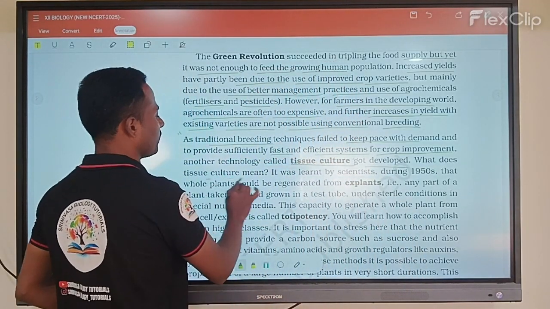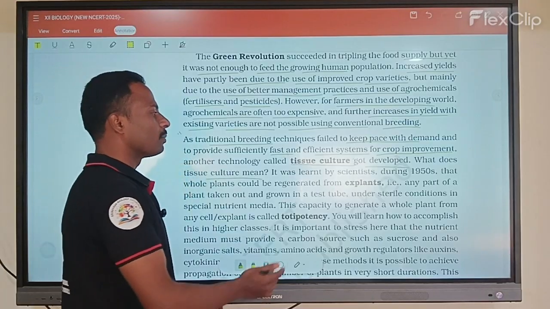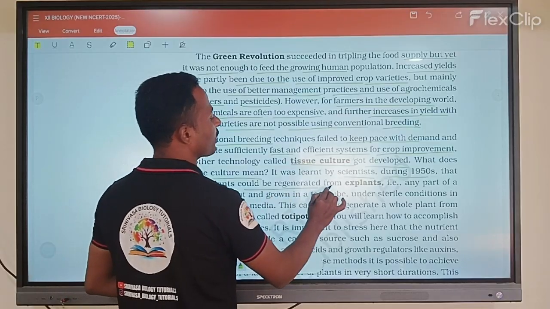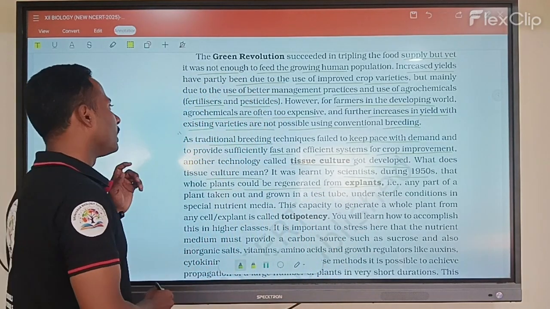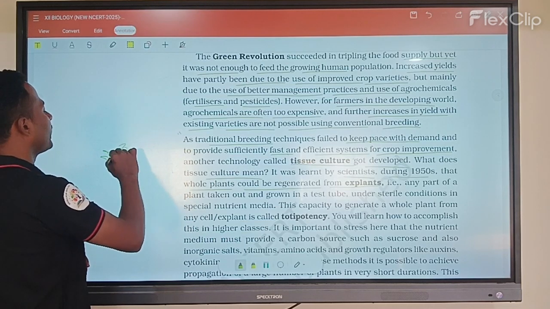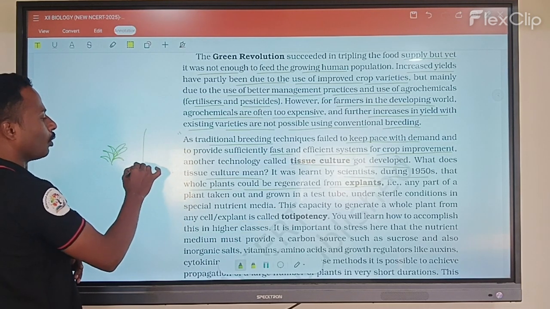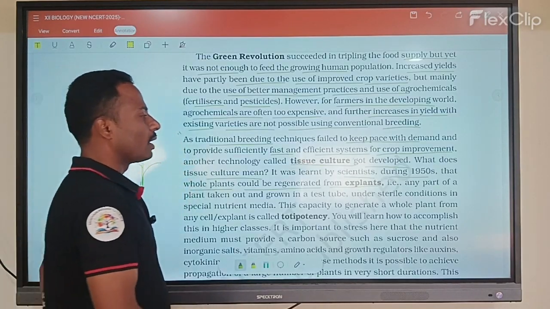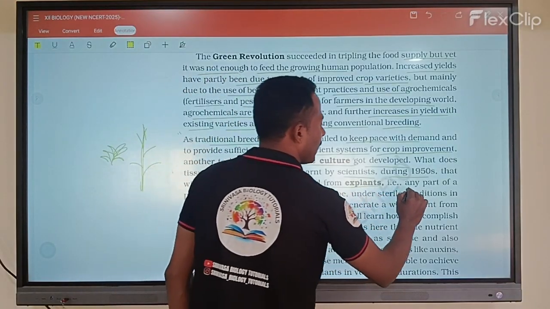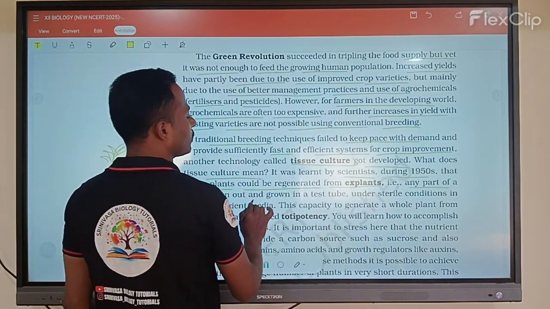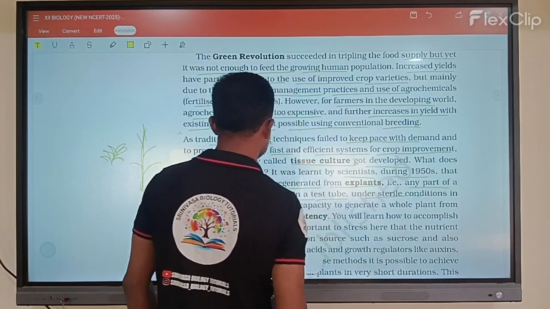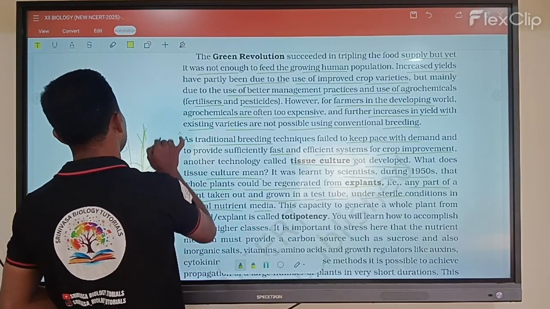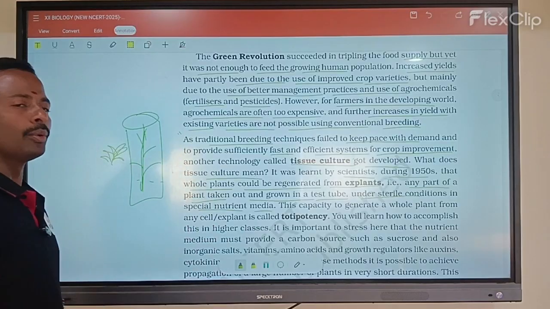What does tissue culture mean? What is tissue culture? It means that scientists found during the 1950s that whole plants could be generated from explants. So any part of the plant we take up, we can grow to develop an entire whole plant. That is called tissue culture. Any part of a plant is taken out and grown in a test tube under sterile conditions in a special nutrient medium.